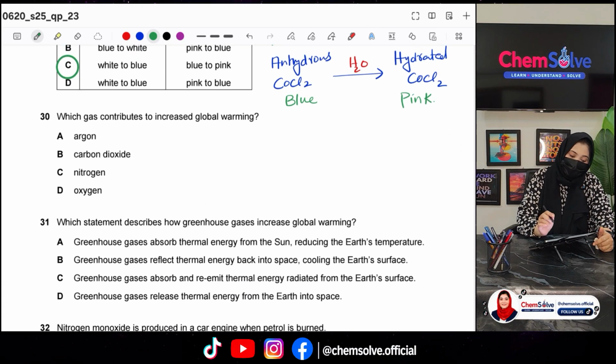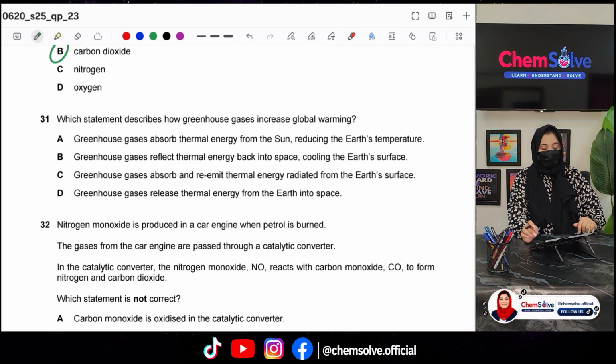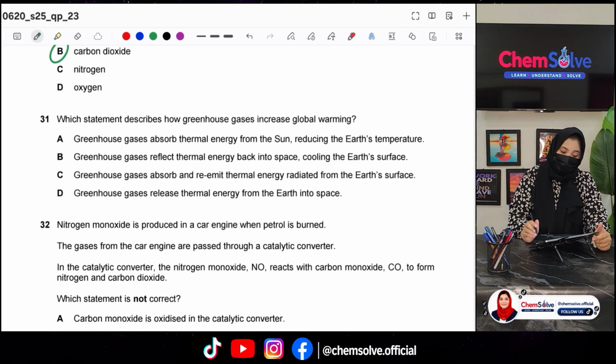Okay, now the next question is question number 30. Which gases contribute to increasing global warming? Argon, carbon dioxide, nitrogen, and oxygen. You know, it's also a matter of fact. The correct option should be carbon dioxide. That is B.